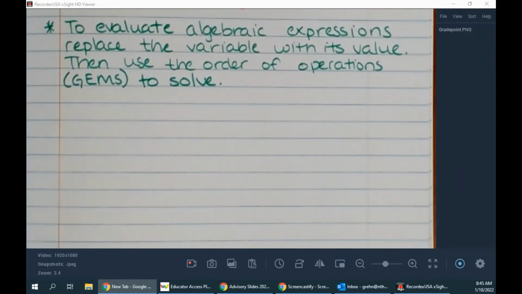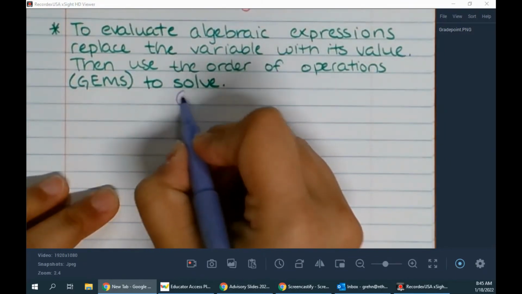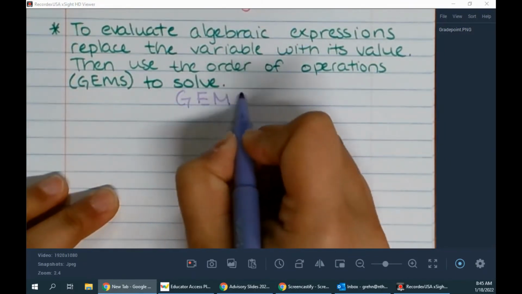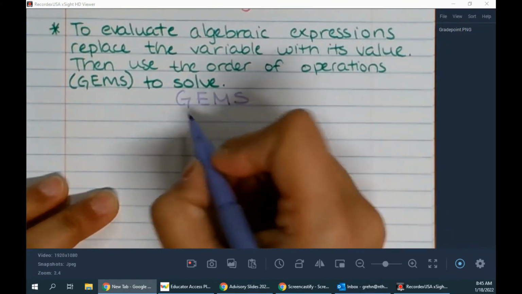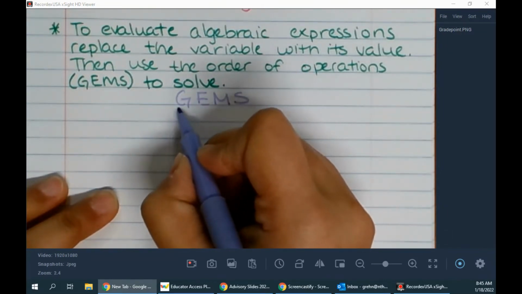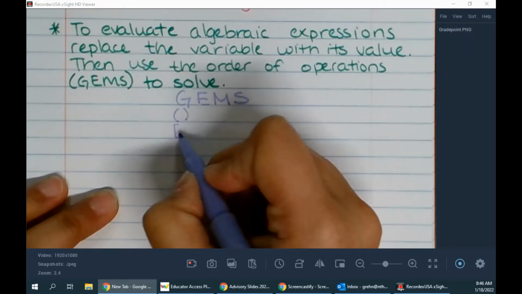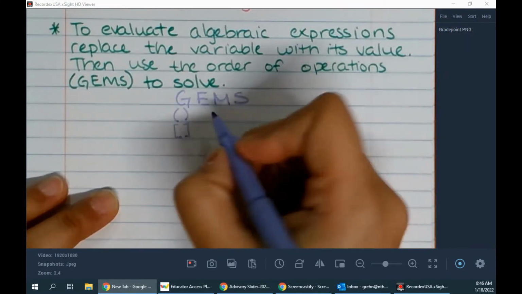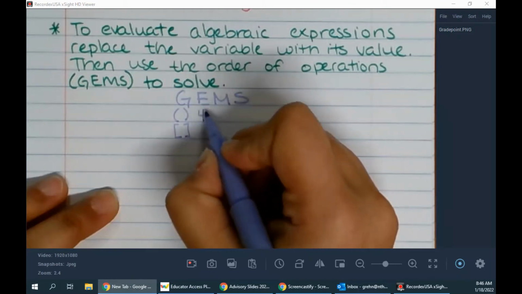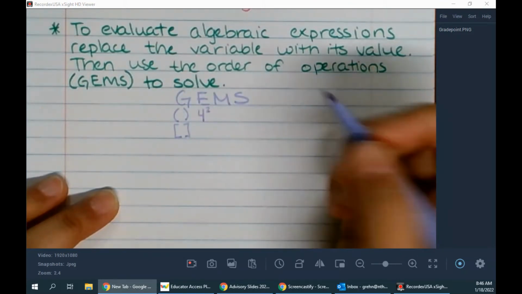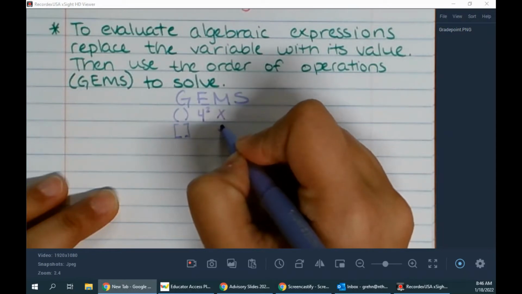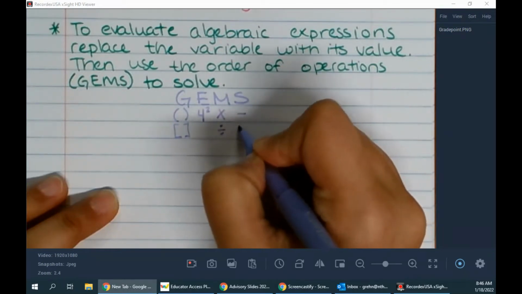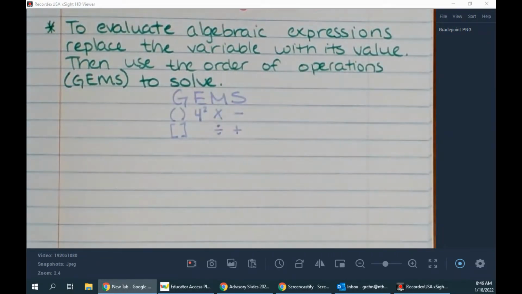So we're going to take a look at a few examples, but before we do, just a reminder of the order of operations. It's nice to have this at the top of your page. Remember, the G in GEMS stands for grouping symbols, so that could be, for example, parentheses, brackets, absolute value, braces, and so forth. The E is exponents, so something like 4 squared. M is multiply and divide from left to right, and S is subtract and add from left to right. So let's take a look at some examples.